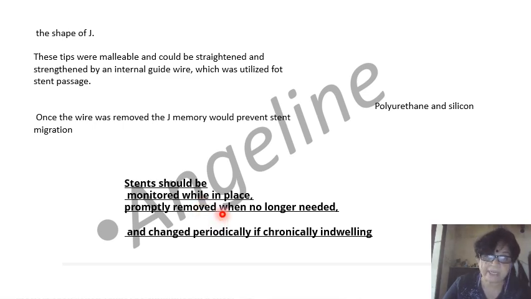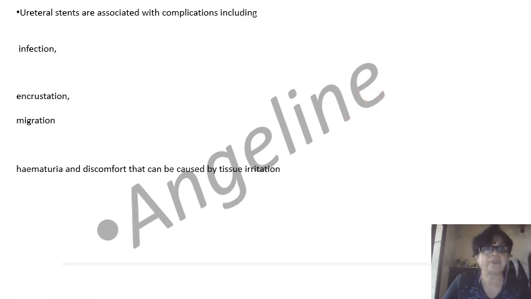They should be promptly removed, or if they know they are going to be indwelling, then they need to be changed periodically. You can't put a stent and forget, the surgeon will forget, the patient will forget. No, that is not right clinical practice. Stents are made of polyurethane and silicone. Ureteral stents are associated with complications including infection, encrustation, migration, hematuria, and discomfort that can be caused by tissue irritation.